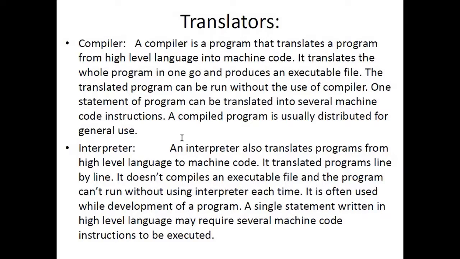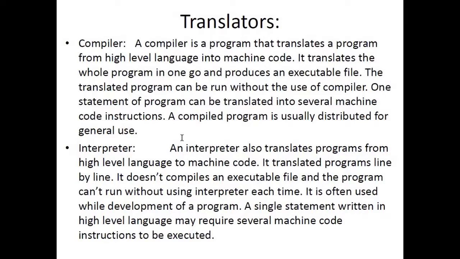An interpreter also translates programs from high-level language into machine code. It translates programs line by line. As soon as it encounters an error, it stops then and there and does not move forward unless and until a programmer fixes that error.